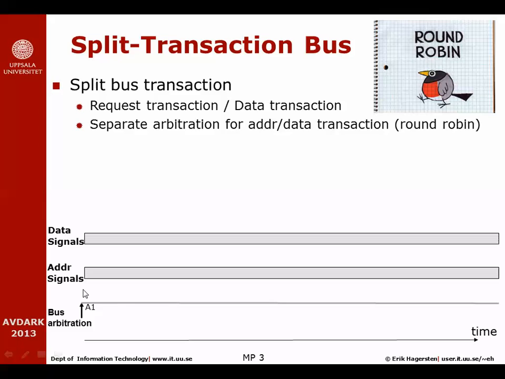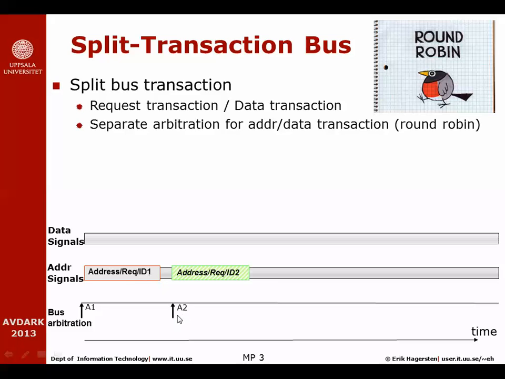If you'd like to send an address transaction, you arbitrate for the bus. And here we arbitrate for our first address transaction. When the arbitrator tells us it's our turn to send the transaction, we'll send the address transaction on the bus together with the encoded request, read to share, read to write, and so on, as well as some unique identifier, ID1 in this example.